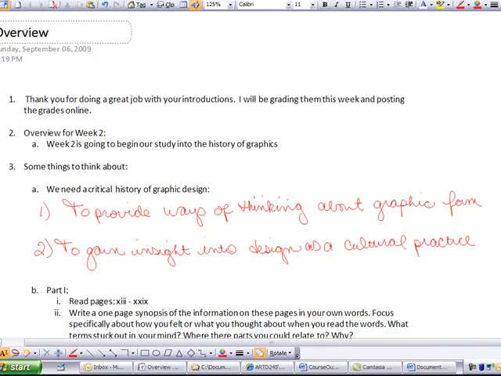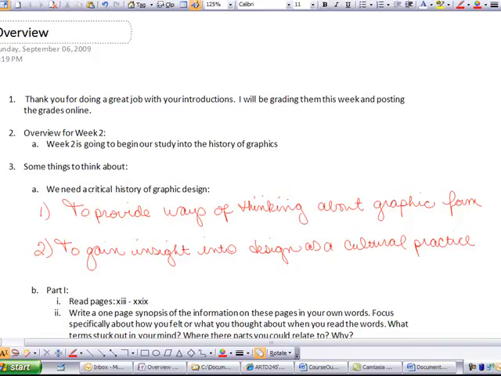So as we're going into week 2, some of the things I want you to think about is this quote, which is actually from the book for the first reading that I'm going to ask you to do. It says, "We need a critical history of graphic design to provide ways of thinking about a graphic form and to gain insight into design as a cultural practice." As you're reading through this book, think about all the different things that the book does and what it means.